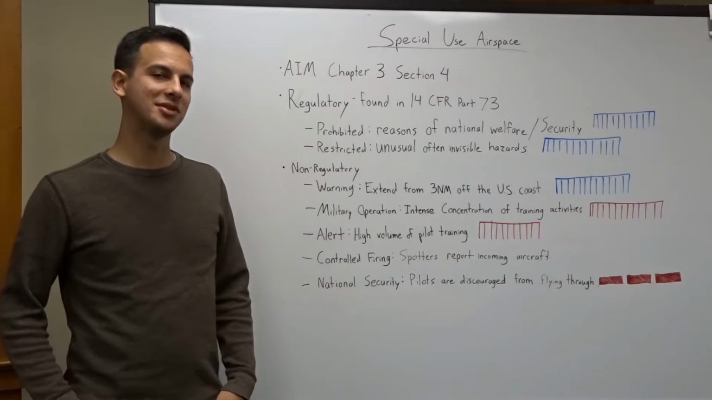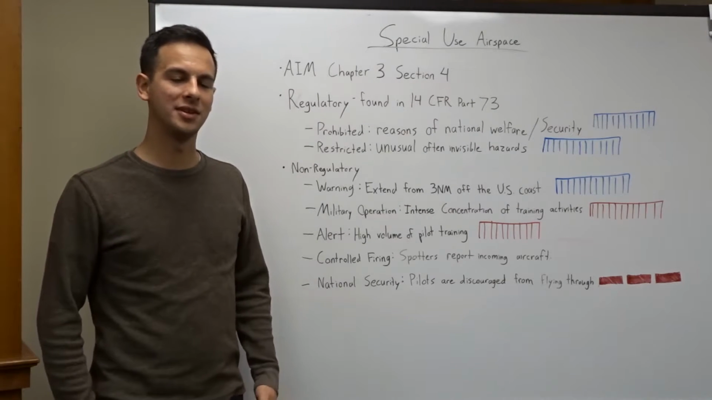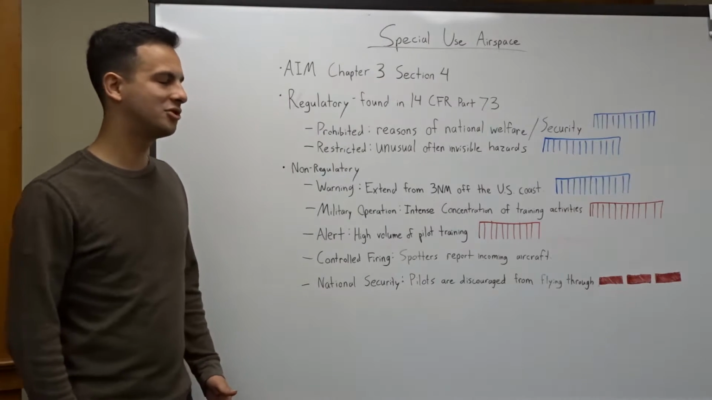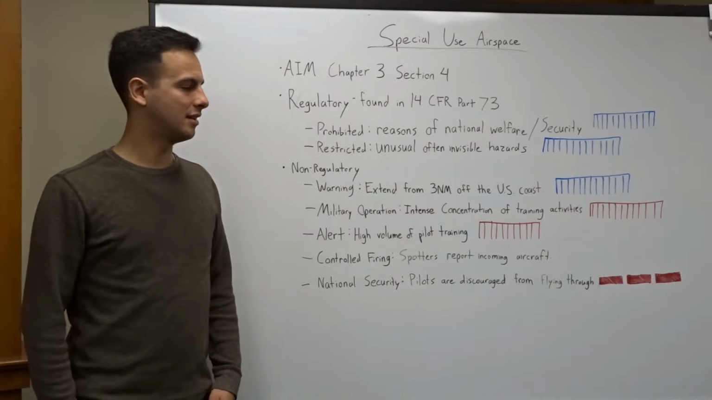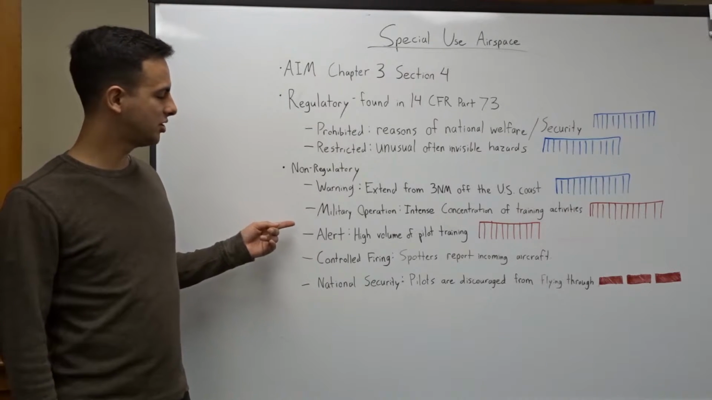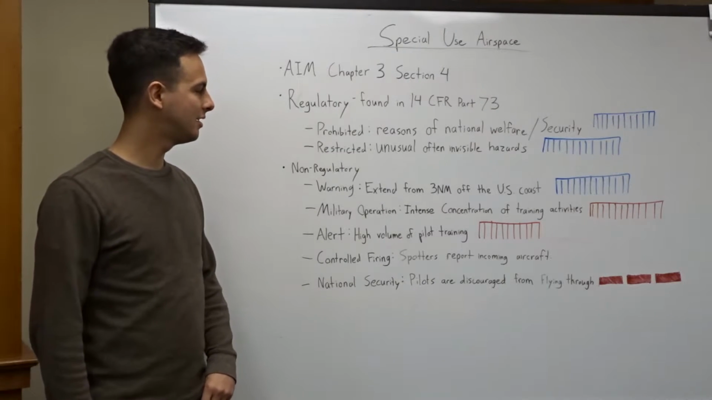There are 7 types of special use airspace, 2 that are regulatory in nature. Those are found in 14 CFR Part 73. These are prohibited and restricted areas. And then there are 5 that are non-regulatory. They are warning, military operation, alert, controlled firing, and national security areas.